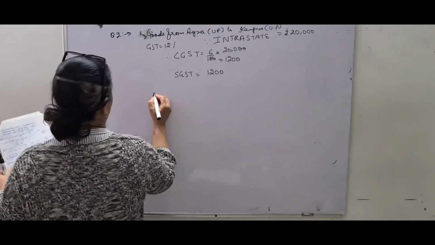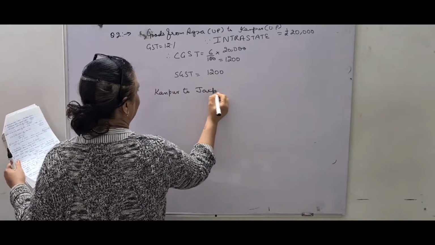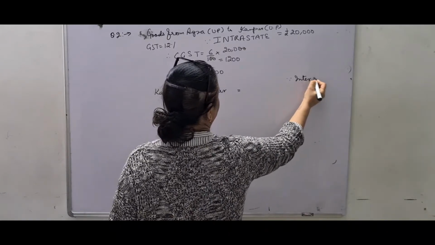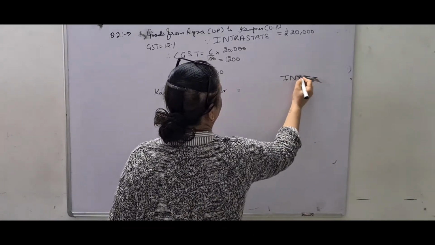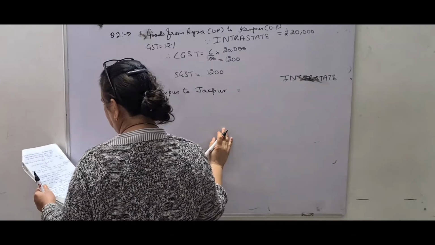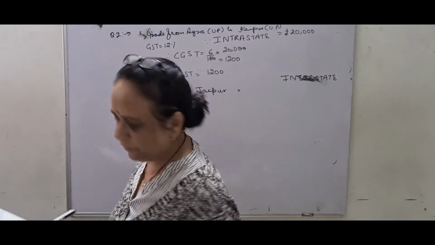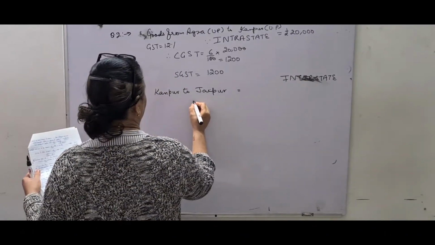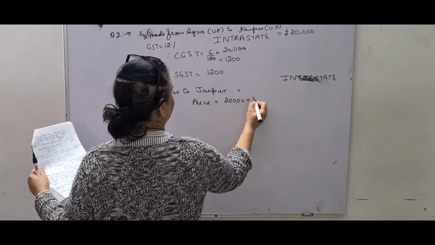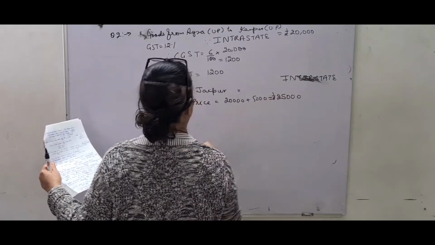Now you know that Kanpur to Jaipur is interstate, because Jaipur belongs to Rajasthan. You write here first interstate. Please try to write in capital form. Give this reason, because the marks matter here. So interstate it is now. And he also says a profit of 5,000. So the basic price becomes 20,000 plus 5,000, that is 25,000 rupees.